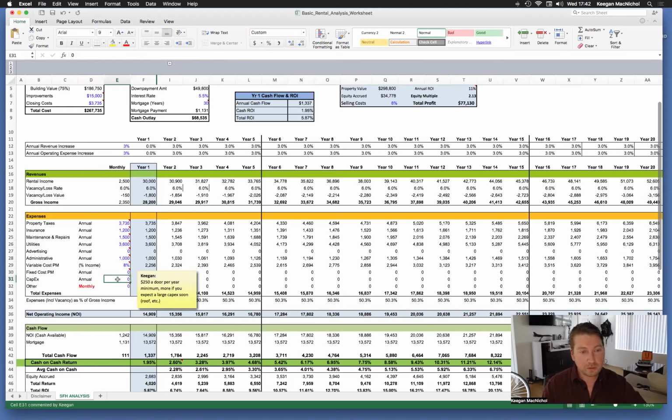CapEx. So you're always going to want to put money away each year to pay for future maintenance and capital expenditures, right? It's capital improvements. So when your roof needs to be replaced, you want to have money on hand already for that. I'd say $250 a door per year minimum, probably more, to be honest, especially these days. You might want to move up to $500 a door a year.